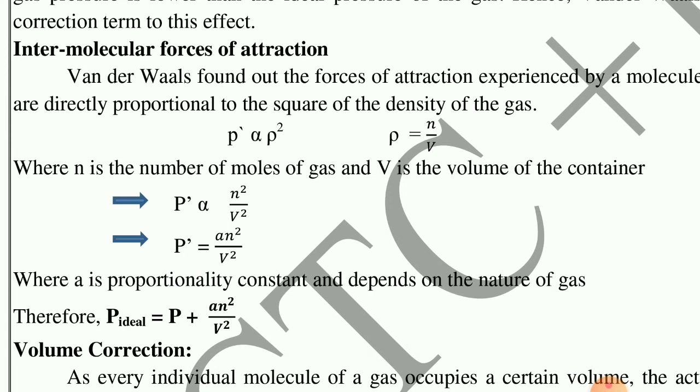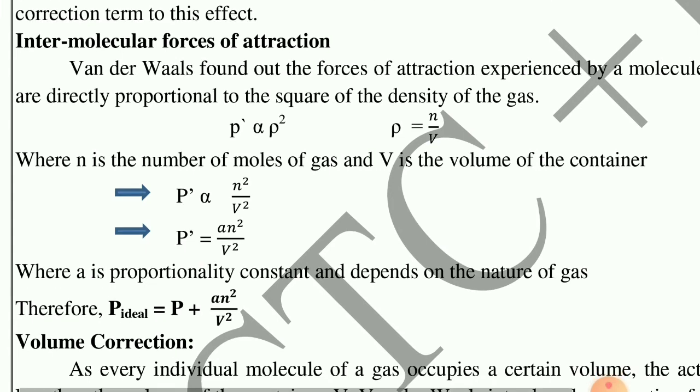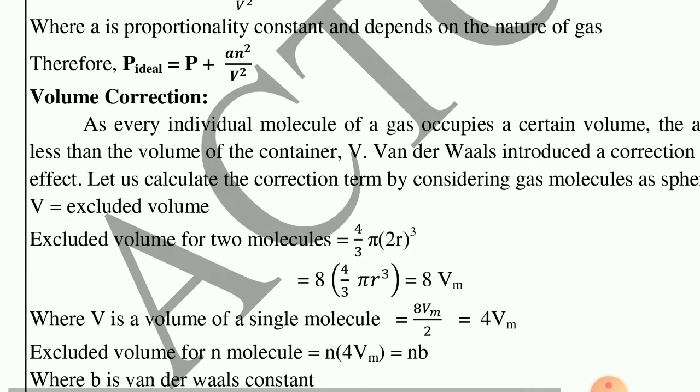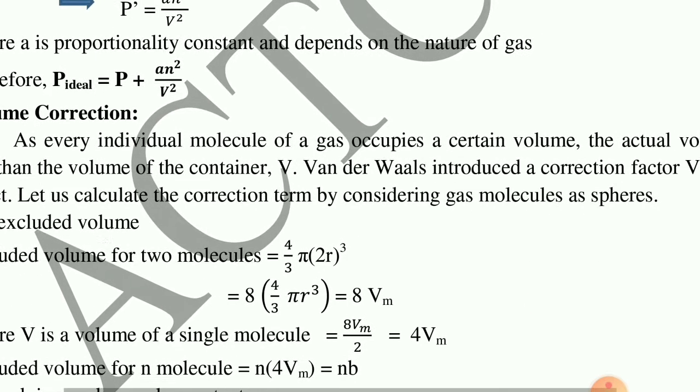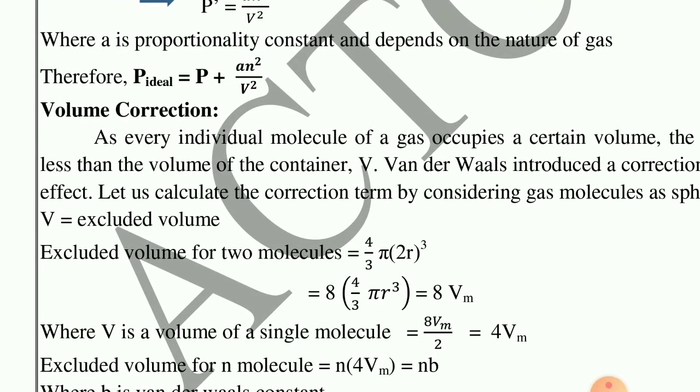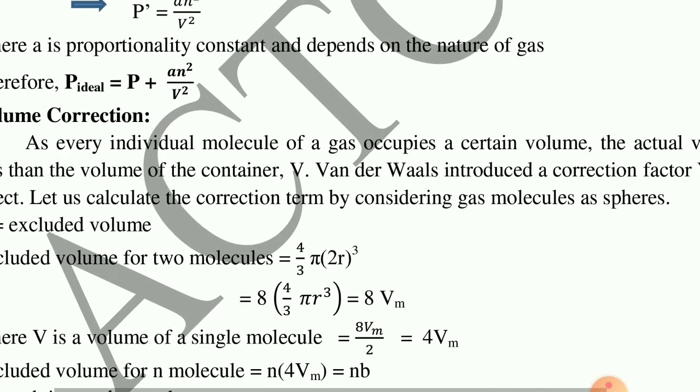So n is the number of moles of gas, and V is the volume of the container. a is a proportionality constant that depends on the nature of the gas. What is the volume correction here? Every individual molecule of gas occupies a certain volume. So the actual volume is less than the volume of the container, that is V. Van der Waals introduced the correction factor.